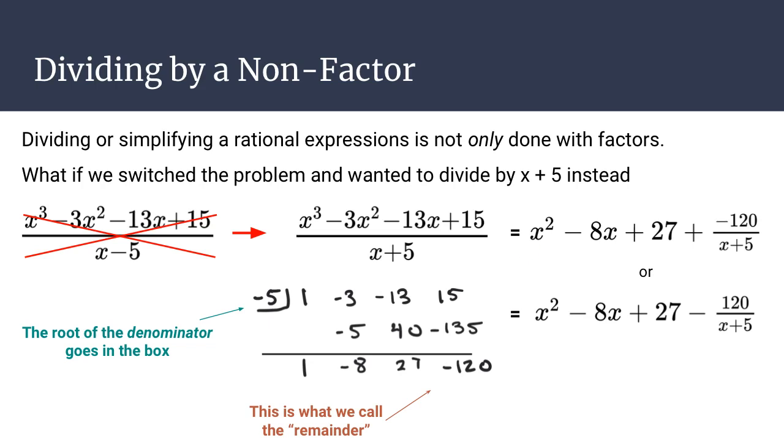So since we had 1x squared and then a negative 8 and a positive 27 down in their coefficients for the synthetic division, that's what you know you have as your whole values, and then you're going to add that negative 120 over that original denominator, x plus 5. Of course, you could always write that as a minus 120 over x plus 5 as well. To conclude, if you're dividing by something which is not a factor, you will know because you won't have a 0 in the bottom right part of your synthetic division. If that is the case, you can still write your final answer. It's just that you're going to have a remainder portion of your answer at the very end of your polynomial.